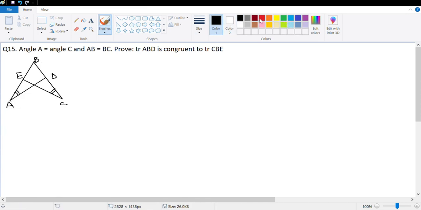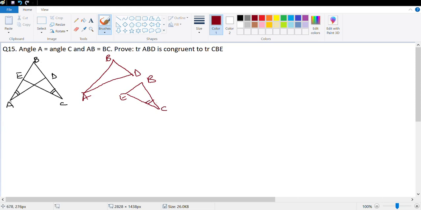Perfect. Now let's read the question. Angle A and angle C are equal and AB is equal to BC. Prove triangle ABD is congruent to triangle CBE. Let's just make these two triangles. This is ABD, BAD and CBE. So this is BE and this is C. This is B, this is E, this is C.